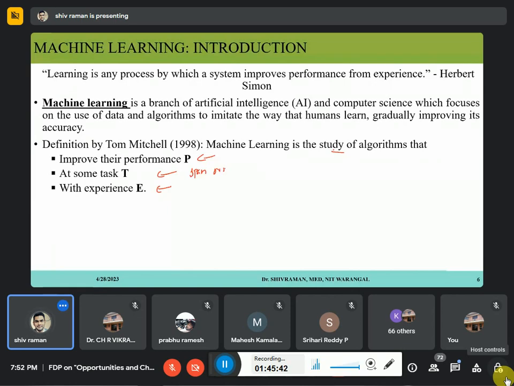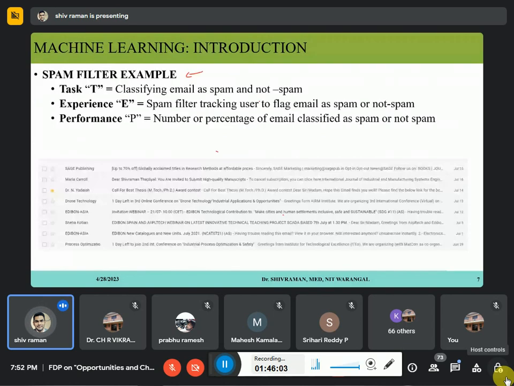Experience is data. Performance is basically termed based on accuracy or certain performance metrics. We will discuss that later. So let me explain this definition in more detail with the help of an example. Let's take the spam classifier example.